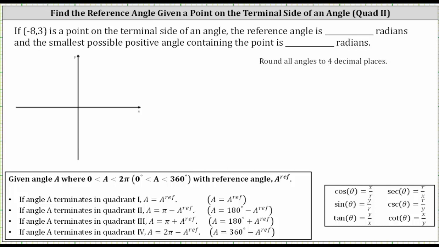If negative 8 comma 3 is a point on the terminal side of an angle, what is the reference angle in radians, and what is the smallest possible positive angle containing the point? Let's begin by plotting the point negative 8 comma 3, which is in quadrant 2.